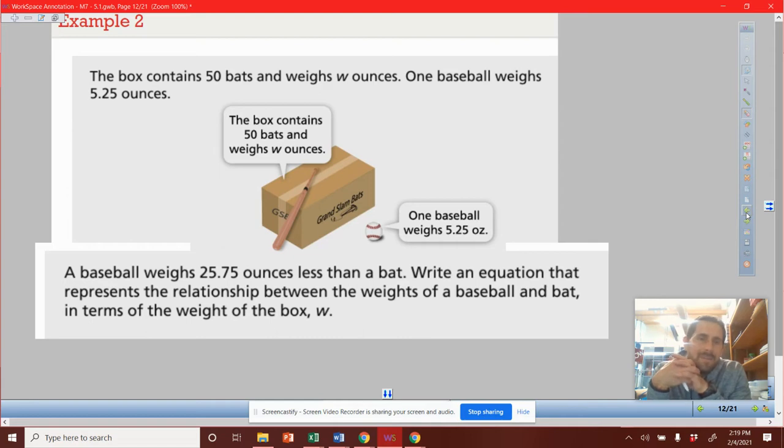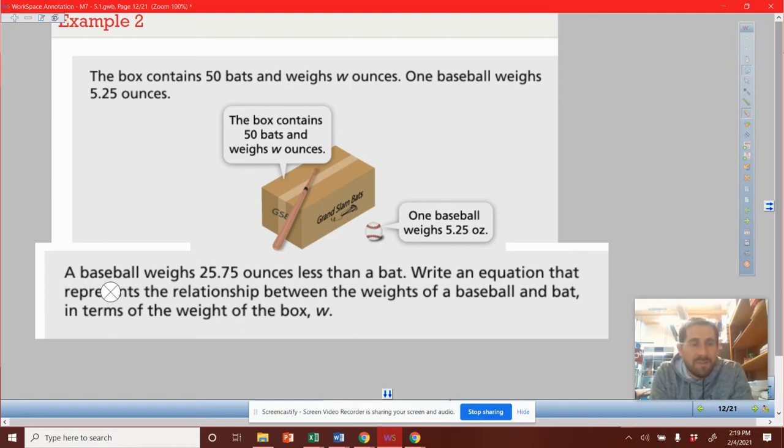The box contains 50 bats and weighs W ounces. One baseball weighs 5.25 ounces. The box contains 50 bats and weighs W ounces. One baseball itself weighs 5.25 ounces. So a lot of information there. Let's figure out what they want us to do with that.